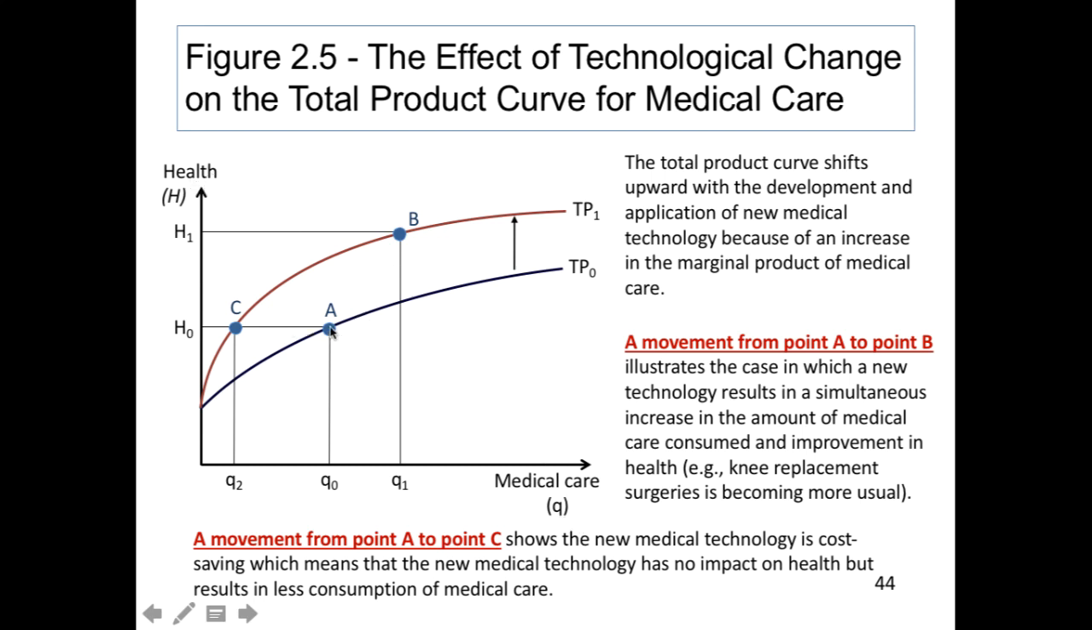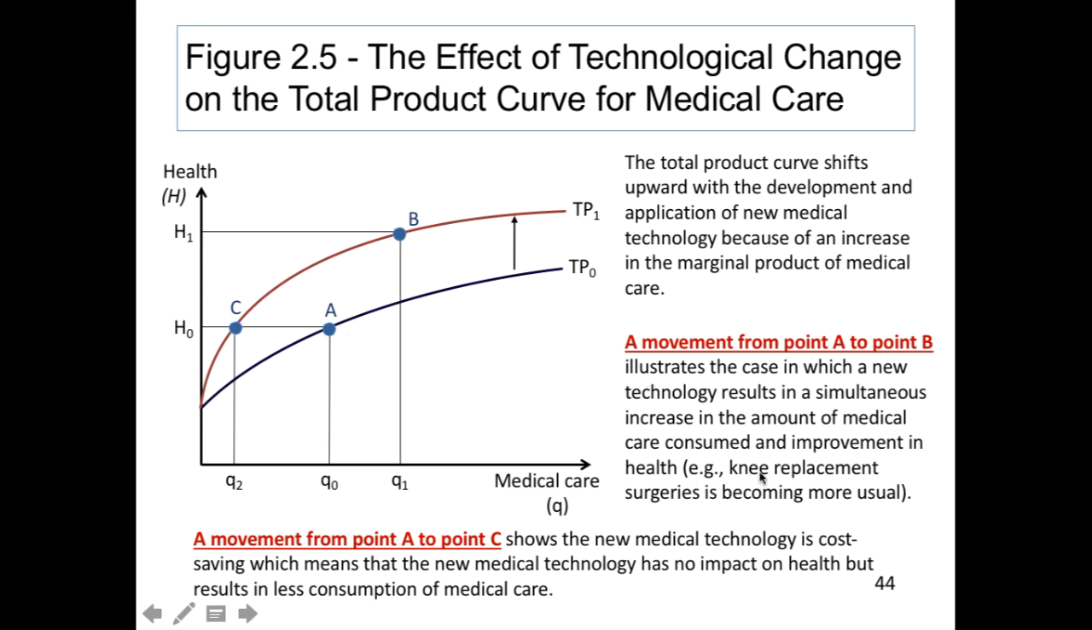And then what does the movement from point A to B mean? This is actually in your book. You see sometimes an upward shift or a rightward shift. This is both: it is upward and it is rightward from point A to B. That means that with the better technology, everybody wants to have that new technology, so they spend more to get better health. And this is a movement from A to B.